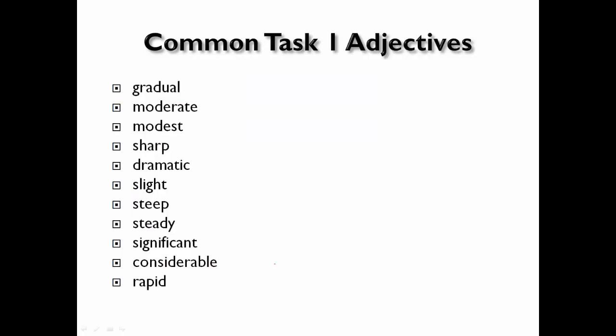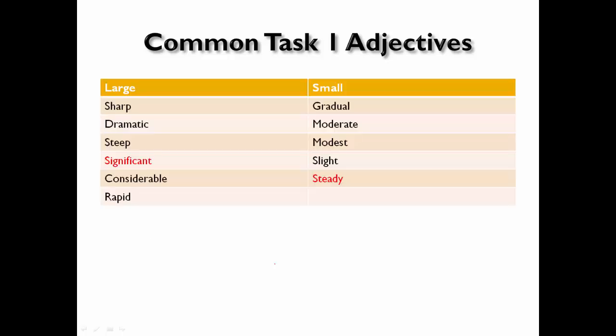Here is a list of adjectives. These are common adjectives that people use. And I've divided them into large and small. So you could have, say we use increase, a sharp increase, a dramatic increase, a steep increase, a significant increase. If the increase was just small, you could describe it as a gradual increase, a moderate increase, a modest increase.